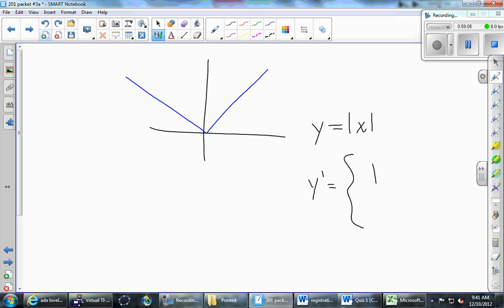So if x is positive, then the derivative is always 1. If x is negative, you always just split it up. What x value did I not include? What's the derivative at 0? Doesn't exist. We've seen corners are bad for derivatives. Okay, so that is that. Next page.